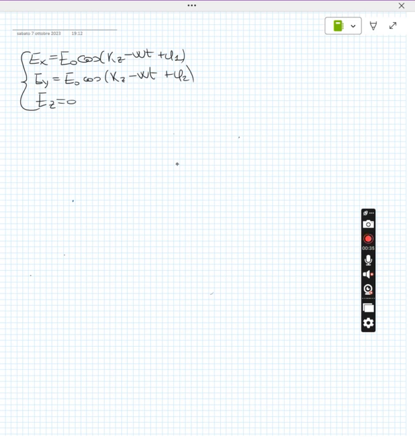So the electric field of the wave along the z-axis is zero, because you know that if the wave is propagating along an axis, the electric field will be perpendicular to this axis, and the magnetic field will be perpendicular to the axis and to the electric field. So these are the equations that describe the propagation of the wave. We can rewrite, for example, Ax like that.